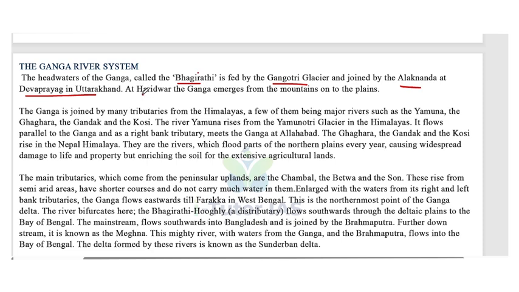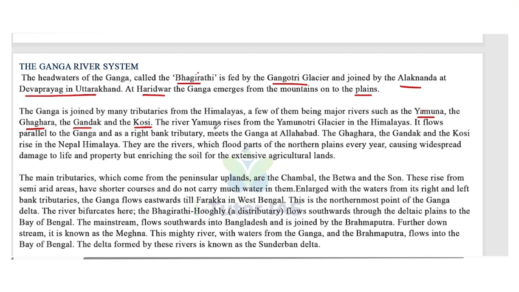Now at Haridwar, the Ganga emerges from the mountains onto the plains. The Ganga is joined by many tributaries from the Himalayas, a few of them being major rivers such as Yamuna, the Ghaghara, Gandak, and the Kosi. So these are some of the tributaries of Ganga. The first one is Yamuna, then the Ghaghara, Gandak, and the Kosi.